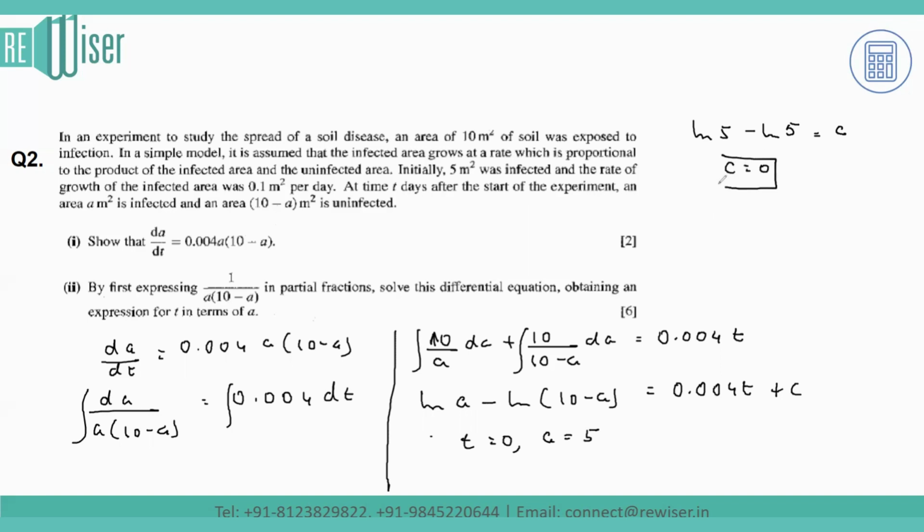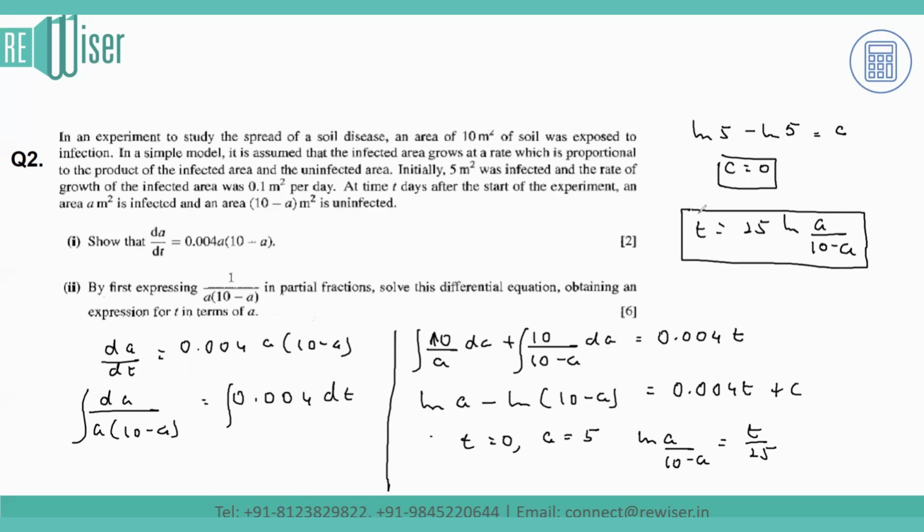If I place that value of C as 0 over here, the equation becomes ln A over 10 minus A is equal to T over 25. So we can express T equals 25 ln A over 10 minus A, and that will be the final answer to this particular question. Thank you, students.